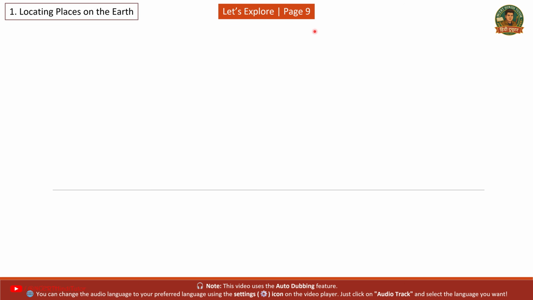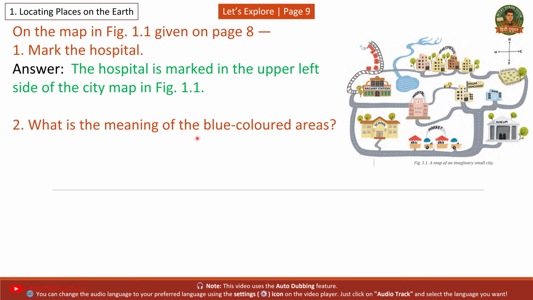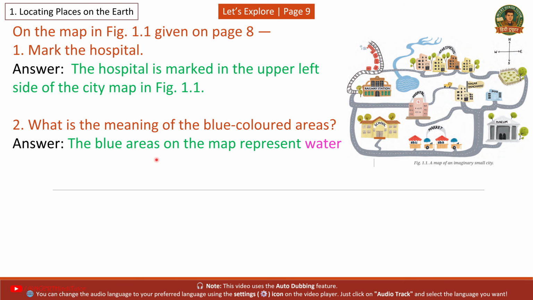Let's explore page 9. On the map in figure 1.1 given on page 8, this one. First, mark the hospital. The hospital is marked in the upper left side of the city map in figure 1.1. So friends, here is the hospital. Second, what is the meaning of the blue colored areas? This one. Answer, the blue areas on the map represent water bodies like lakes or rivers.